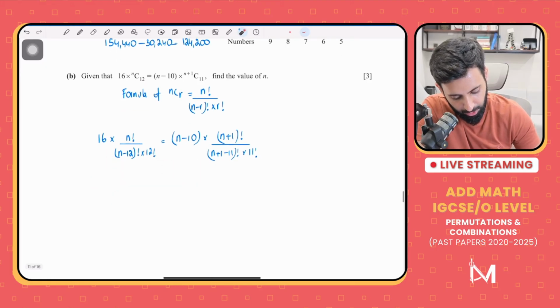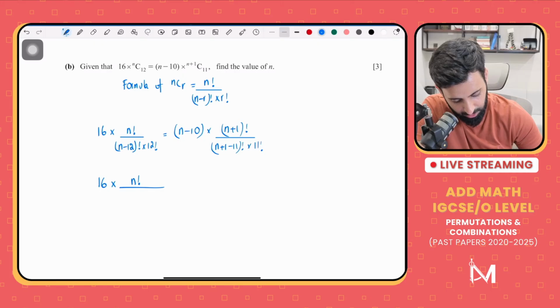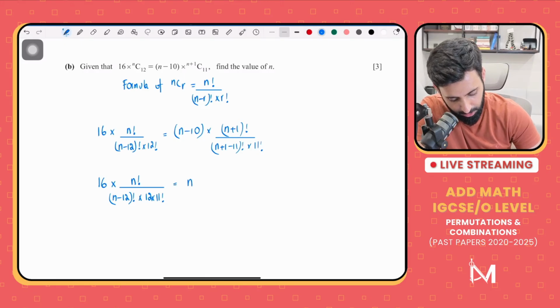Now this is what I'm going to do, so pay close attention. 16 as it is into n factorial as it is. As far as the denominator is concerned, we have (n minus 12) factorial. Let's leave it as it is, (n minus 12) factorial. This, however, we can write as 12 into 11 factorial. Equals (n minus 10) into (n plus 1) into n factorial.